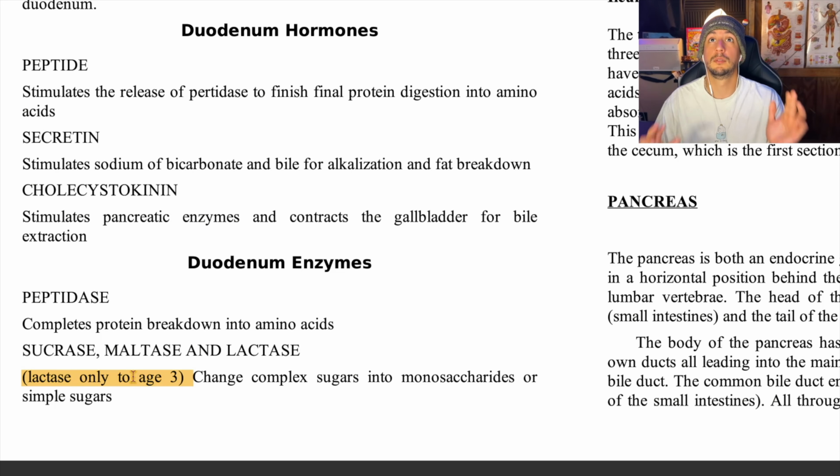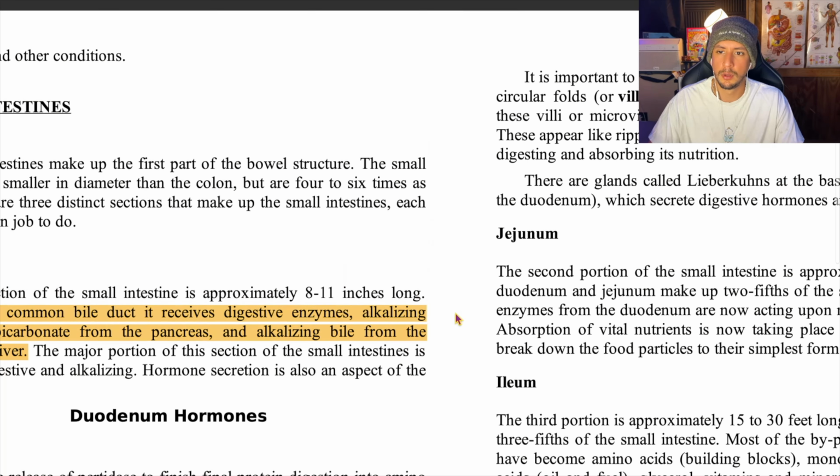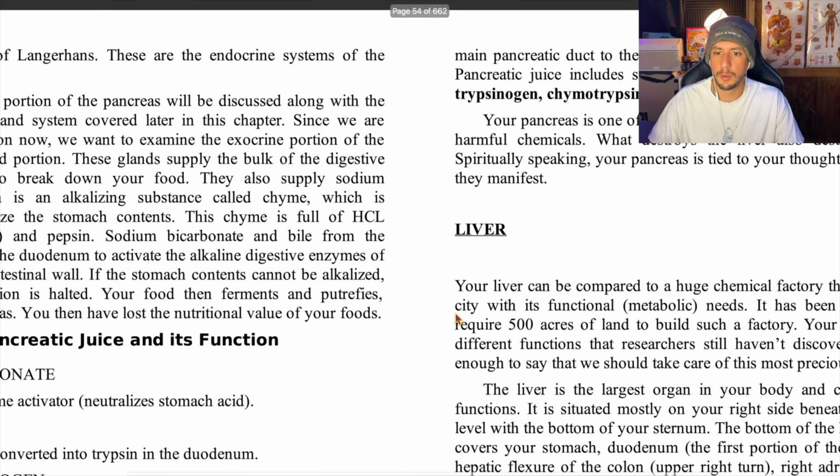For people that still want to think that we're meant to drink milk, it's only your mom's milk. It's only till 3. There's been some studies about goat milk potentially being a good exchange if the mother's extremely unhealthy and can't lactate, but only till age 3 can you actually use that to change complex sugars into monosaccharides or simple sugars. So it's all about simplifying for your body. It's all about making sure that your body doesn't have to work too hard. So let's keep that in mind.